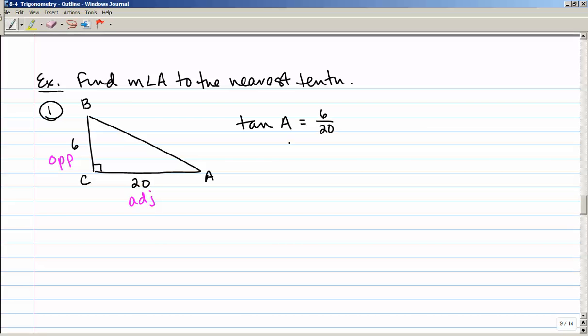So what that tells me is that the measure of angle A, now I'm going to use my inverse trig function, the measure of angle A is equal to the inverse tangent of 6 over 20. Remember, what this is saying is what angle has a tangent of 6 over 20. So I'll do the inverse tangent of 6 over 20, and that will give me the measure of angle A. Punch that into your calculator, and that's approximately equal to 16.7 degrees.